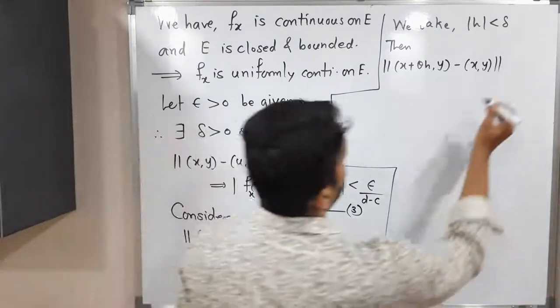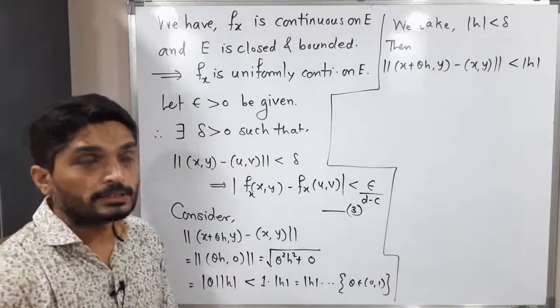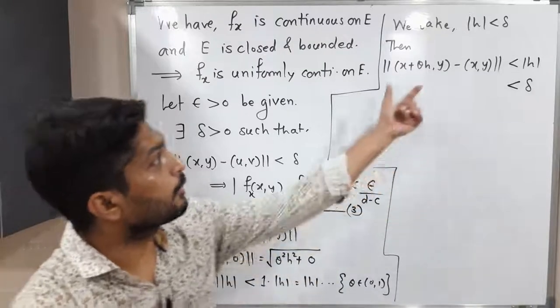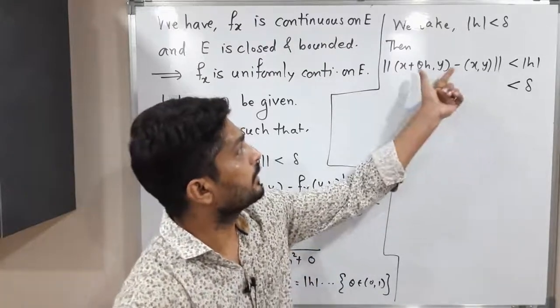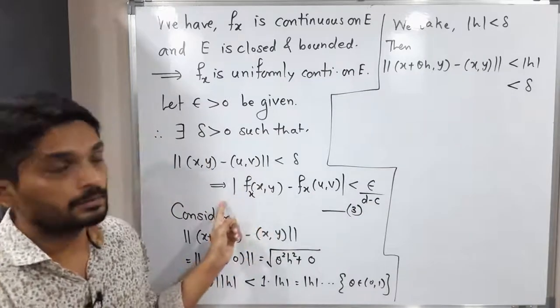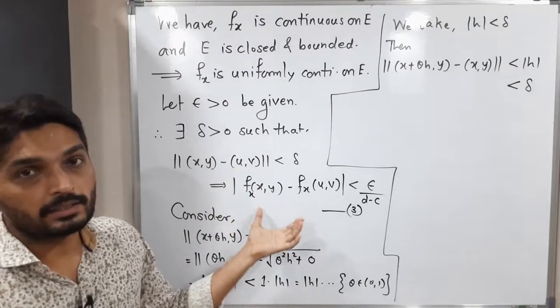Less than mod h, less than mod h. But just now we have considered mod h is less than delta. So this is less than delta. So the norm of these two points, the norm of their difference, is less than delta. So we can apply 3 here. See, the norm of (x, y) minus (u, v) is less than delta, then we can write this one.